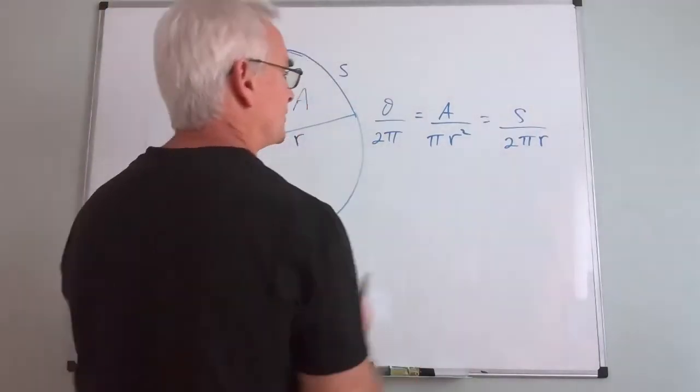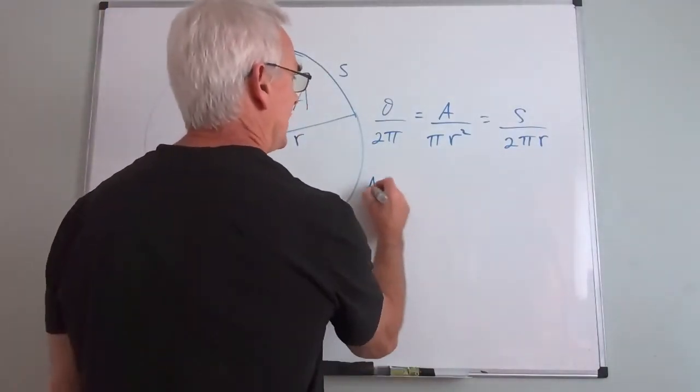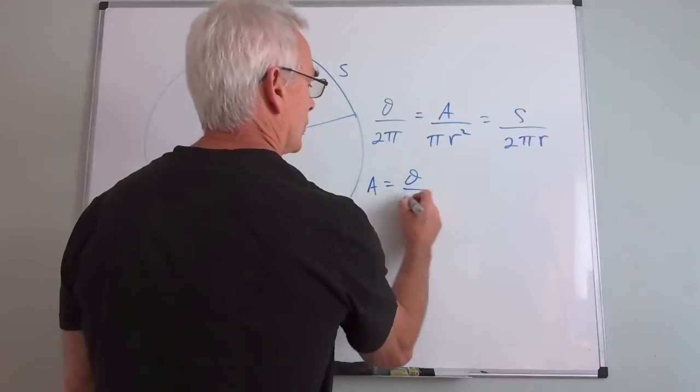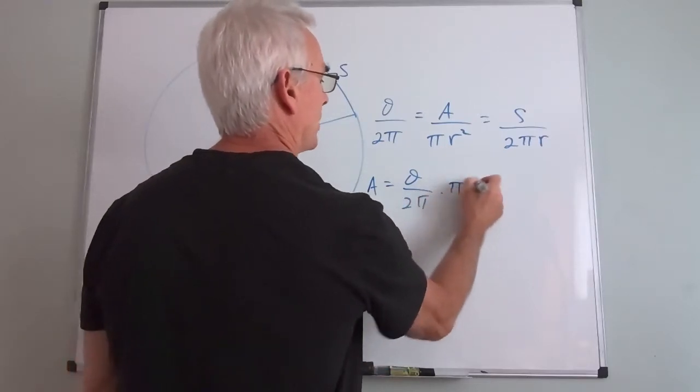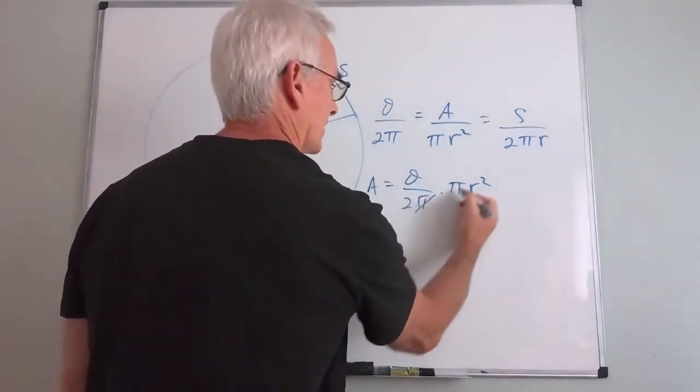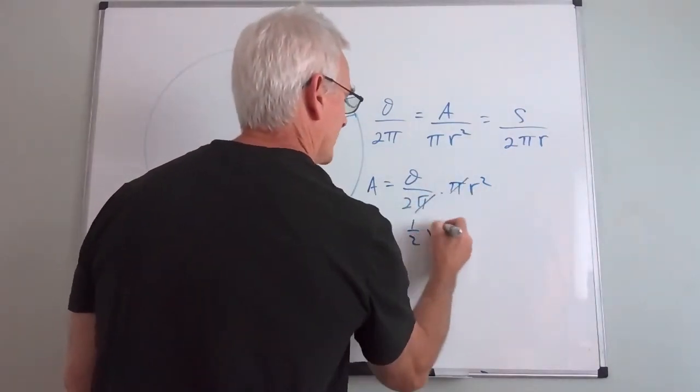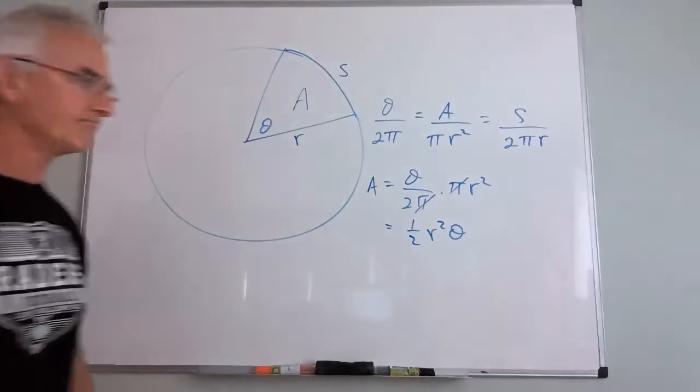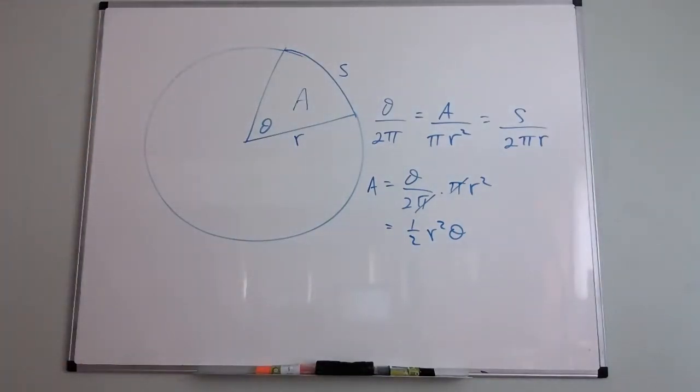But if I put the first 2 together, then A would equal theta over 2 pi times pi r squared, which would simply give us 1/2 r squared theta. And that's a very, very powerful formula.